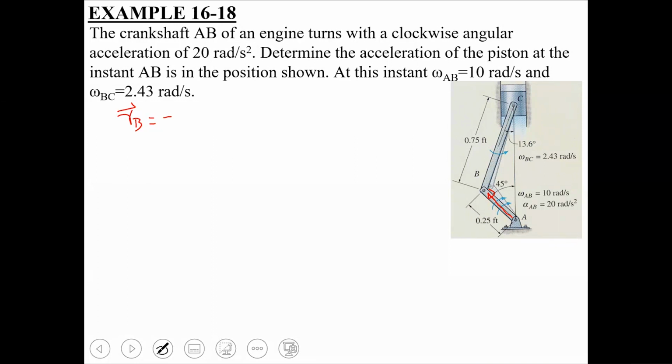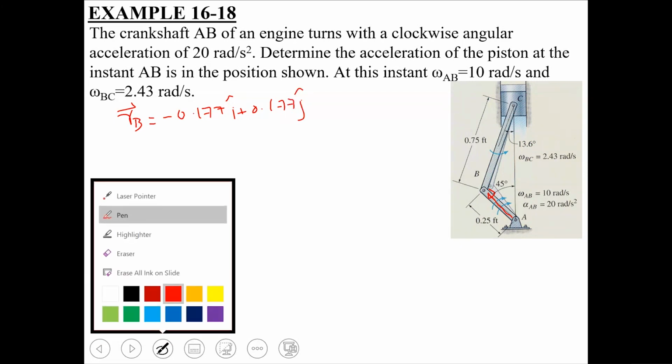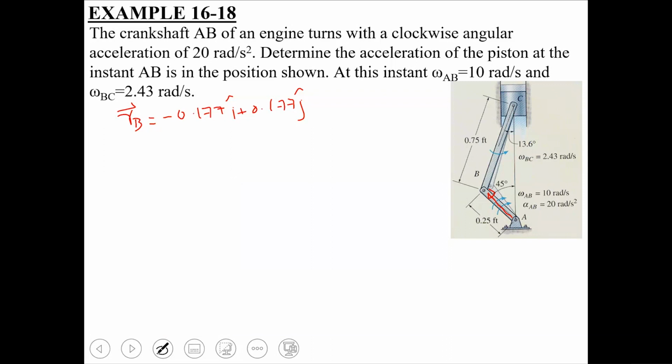So it would become minus 0.177i plus 0.177j. Okay, the other position vector, I am writing it first because you will have to use these position vectors repeatedly. The other position vector which you would be requiring here is this vector, which is the relative position of C with respect to B. So what should this position vector RCB be?